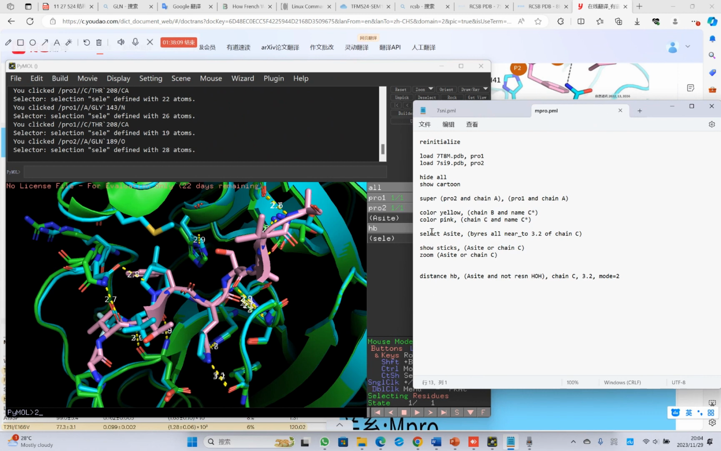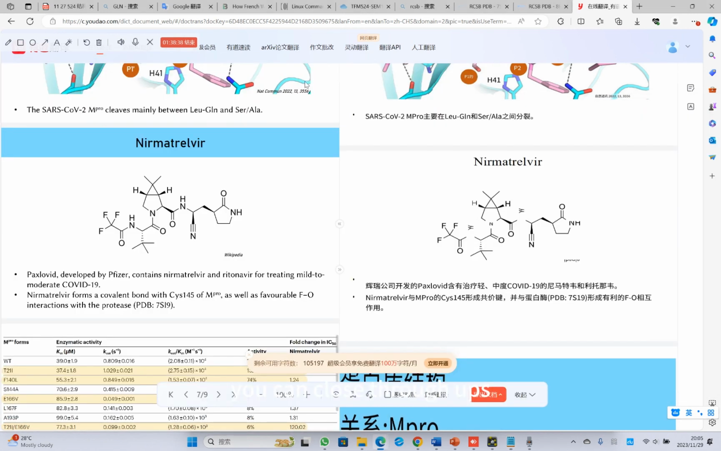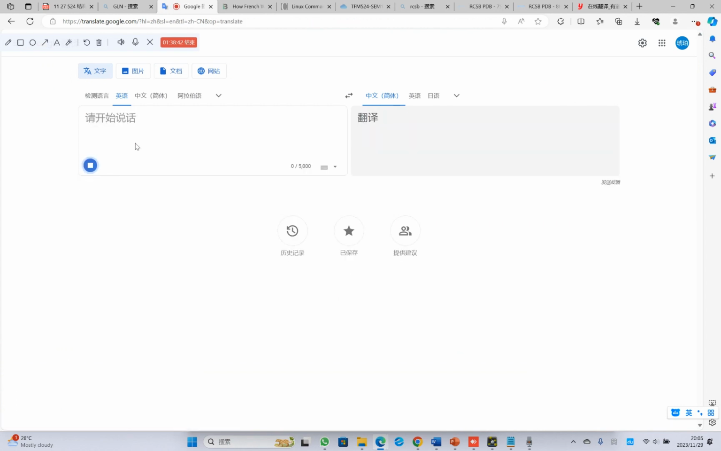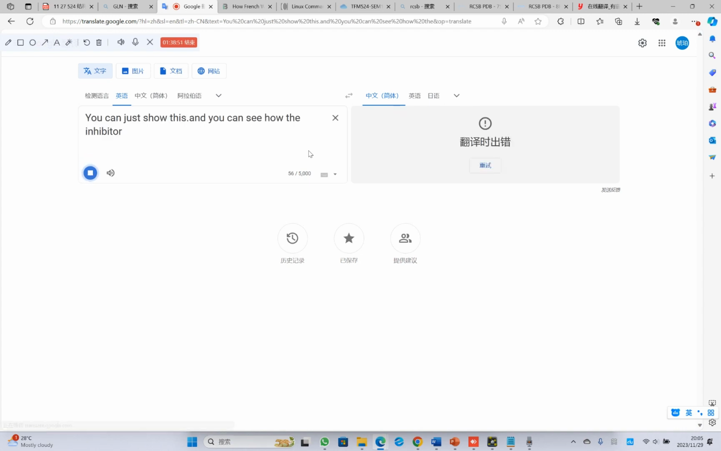Color, what should I put? White. No, I put silver. The residue name for this one is the inhibitor. If you click here, Pro 1, you can close Pro 1. You can just show this, and you can see how the inhibitor binds.